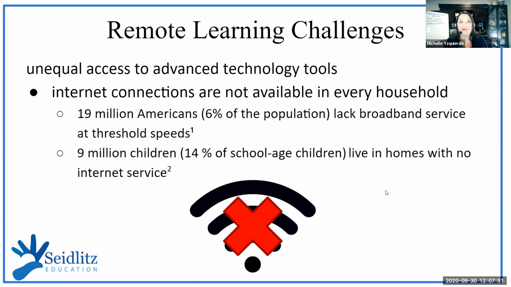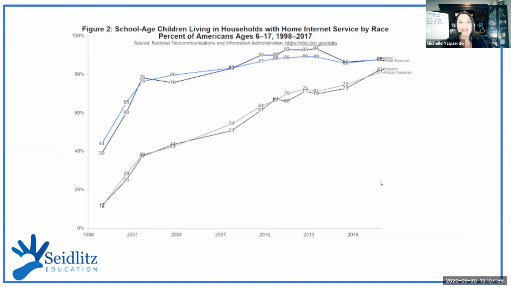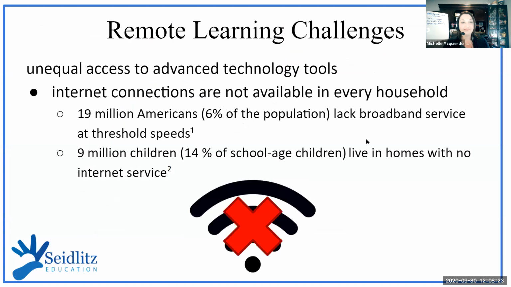And what are those kiddos doing when they can't get on your Zoom meeting or Google Meet or any of those other things? This is just a graph, and I know it's a little difficult to see, but you can already tell that this digital divide clearly separates the haves and the have-nots in terms of race. Our white children and our Asian American kids have higher access to internet than Hispanic and African American students, and you can see the divide there.